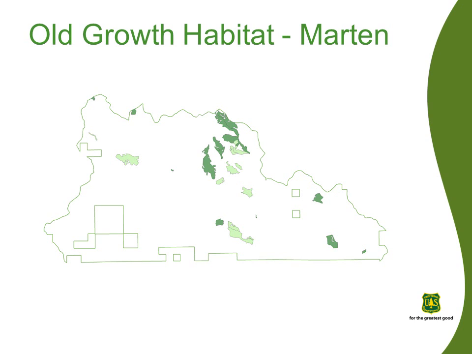This just shows the distribution of primary, which is the darker color, and secondary, which is the lighter color habitat on the landscape.